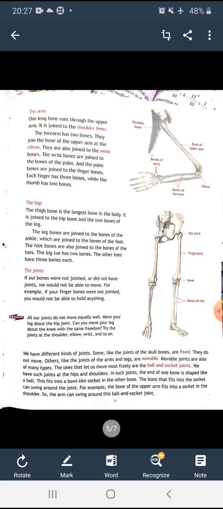Some, like the joints of the skull bones, are fixed. They do not move. Some joints are fixed, but some joints are movable, like arms and legs. Movable joints are also of many types.